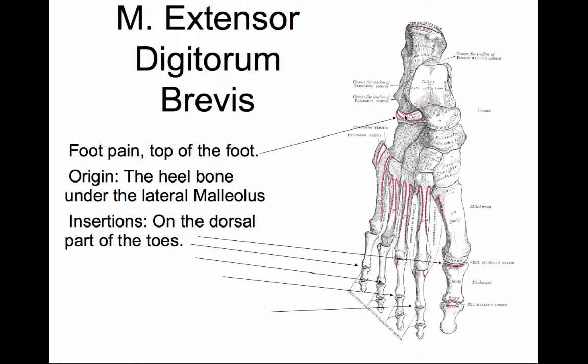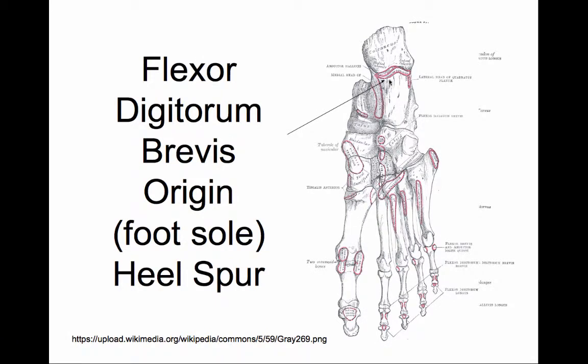It's a short extensor. It has the origin on top of the foot on the calcaneal bone here. This is a very important point to press. And it goes to the dorsal side of the toes here to extend them. Flexor digitorum brevis is on the heel, under the heel, and it's very connected to heel spur, and it flexes. The insertion is here on the toes.